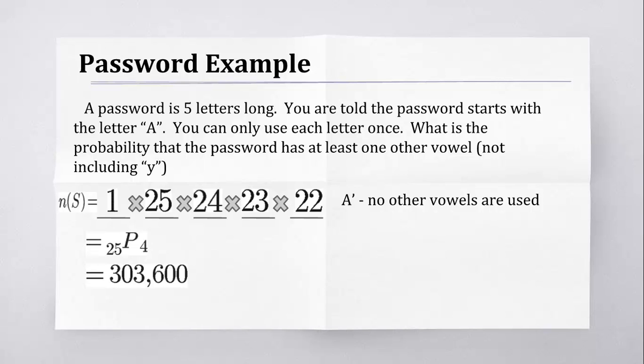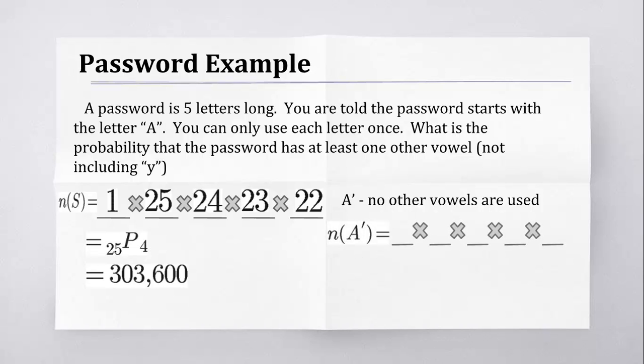If it's at least one other vowel, we actually use the indirect method. A prime is the case where no other vowels are used. If you try the direct method, it's very challenging: we can use E and place E in one of these 4 spots, but we can also use O. We can use E and O together. We can use E, I, O, and U. So we get a whole bunch of cases, and it's just way quicker to use the indirect method.